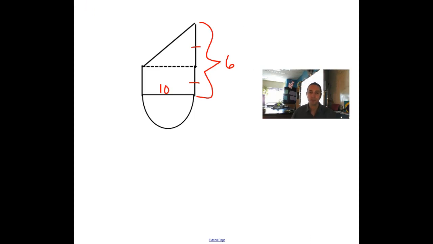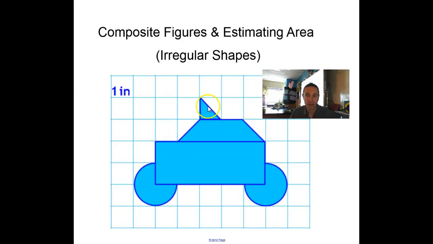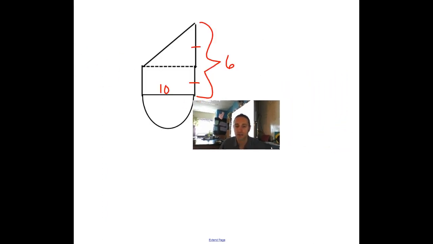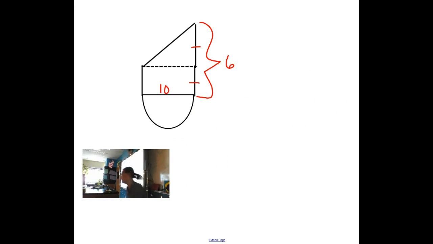So this, by the way, is a composite shape, right? It's made up of a triangle, a trapezoid, a rectangle, and two 3/4 circles. So the idea is we could find the area of this if we simply add together the area of each part. Well, let's just do a little sample problem, and I'll show you how this plays out.